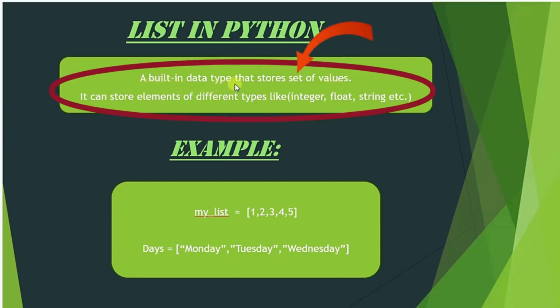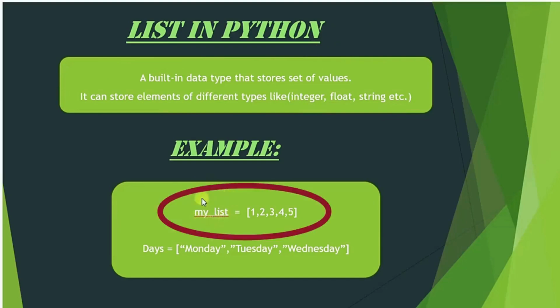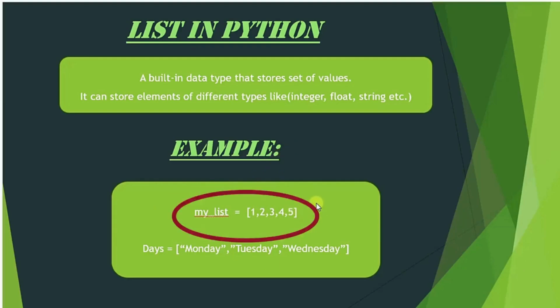At first, we will explore that a list is a built-in data type that stores a set of values. It can also store elements of different types, like integers, floats, and strings. An example: my_list is a variable equal to square brackets 1, 2, 3, 4, and 5. So to create a list, we use square brackets and place the items inside, separated by commas. A list can hold multiple values of the same type or different types.